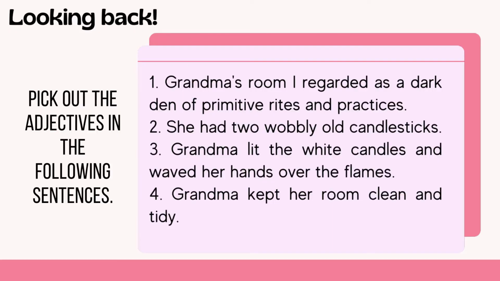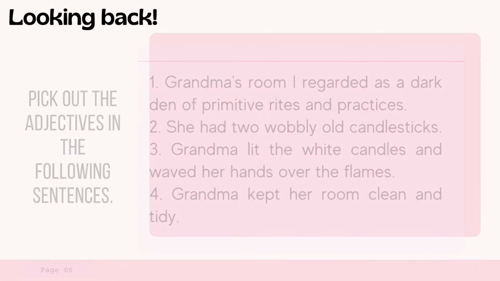Looking back to what we have learned in our previous discussion, let us speak out the adjectives in the following sentences. 1. Grandma's room I regarded as a dark den of primitive rites and practices. 2. She had 2 wobbly old candlesticks. 3. Grandma lit 2 white candles and waved her hands over the flames. 4. Grandma kept her room clean and tidy.